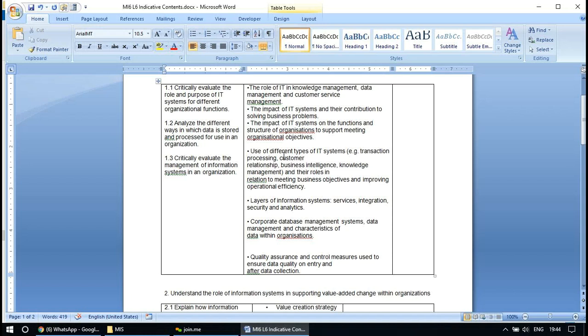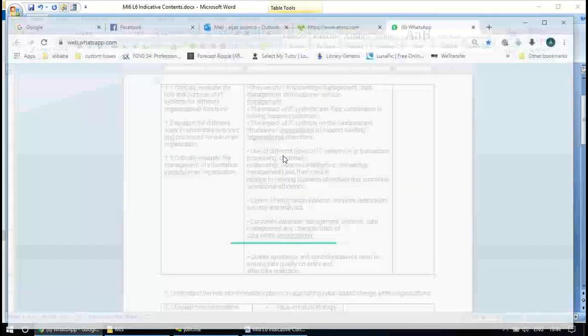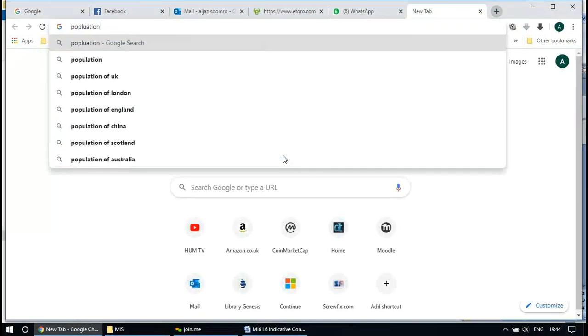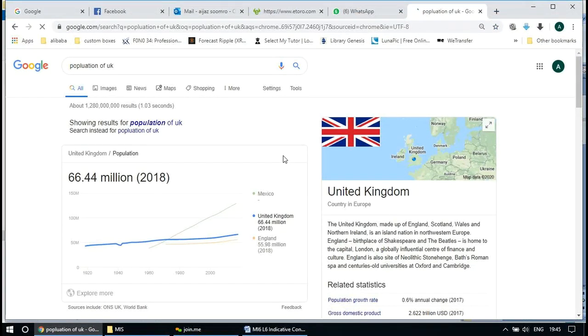Do you remember how many millions is the population of the UK? Oh, I can't remember. It changes all the time. The population of the UK. Let's say, for example, 66 million.